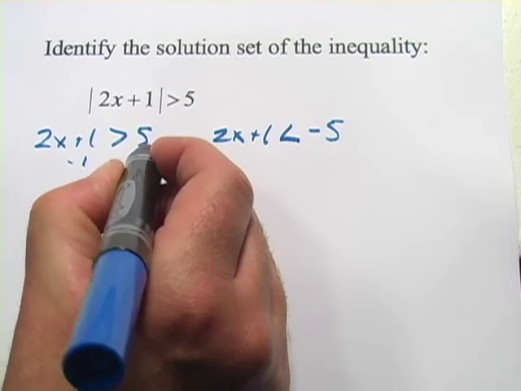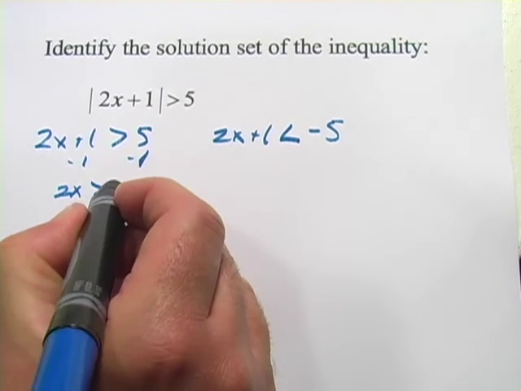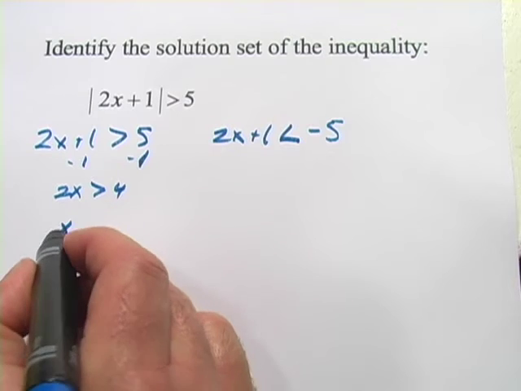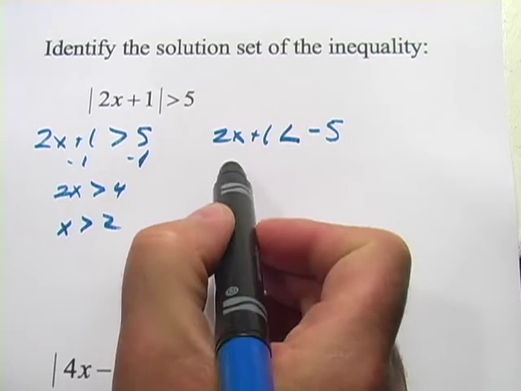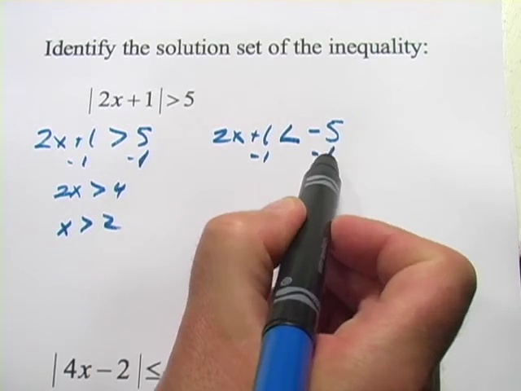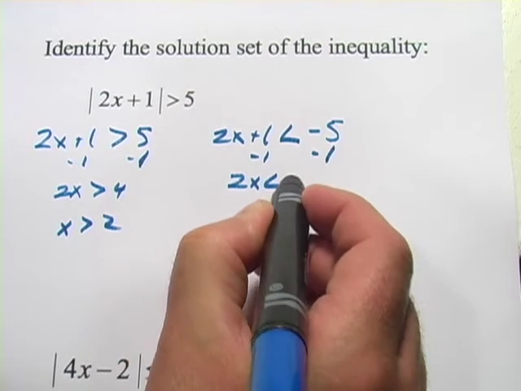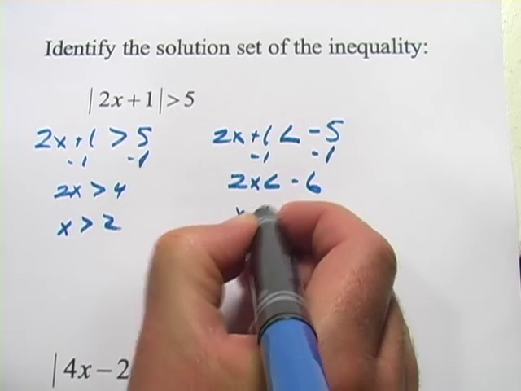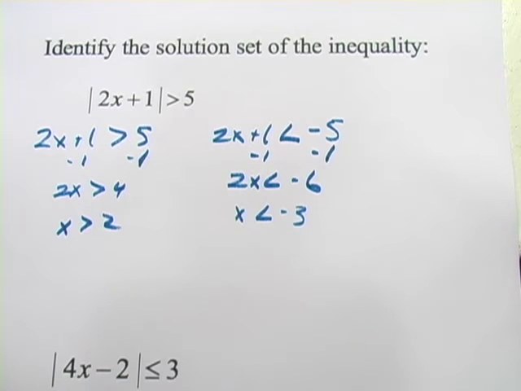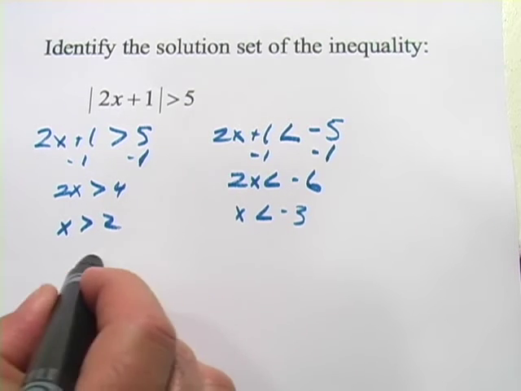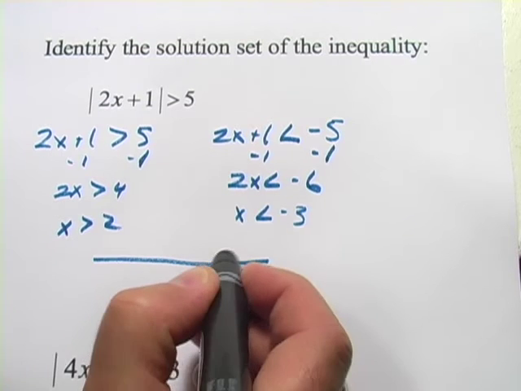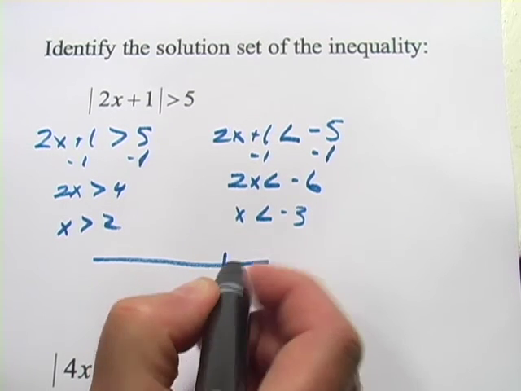Subtract 1 here. We get 2x is greater than 4, or x is greater than 2. And over here, subtract 1 again. We get 2x is less than negative 6, or x is less than negative 3. Now, to put this together, let's just do a little number line, because I like to do that. You can see clearly what's going to happen here if you put it on a number line.